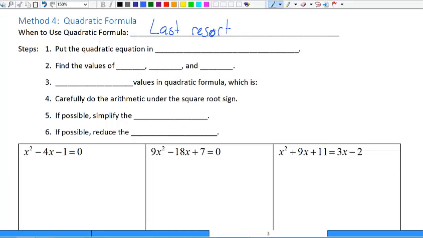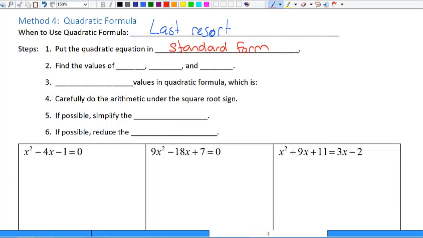If you can take the square root method, do that. If a is 1 and b is even, then do completing the square, because then you won't have any fractions. But if none of those seem like a good option, then your last resort would be to use the quadratic formula. The steps are: put the quadratic formula in standard form, meaning all the terms on one side and it equals 0 on the other.